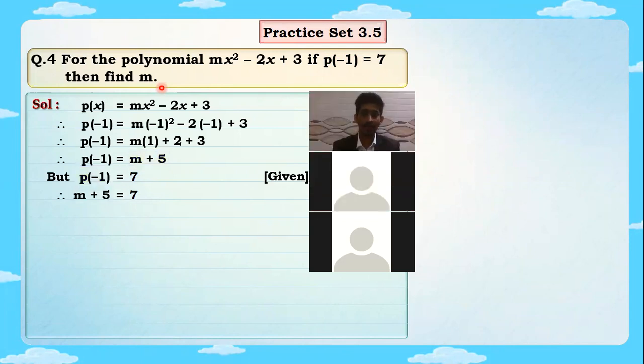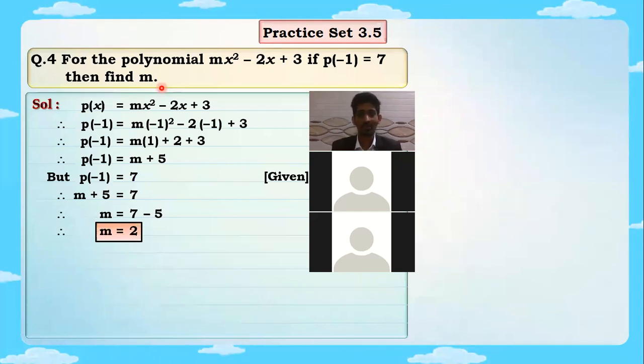So for getting the value of m, we'll shift this 5 on the other side. So the value of m will become 7 minus 5, that is nothing but what? 2. So yes, we have got the value of m. The value of m is 2. And we'll keep it in a box for better presentation.